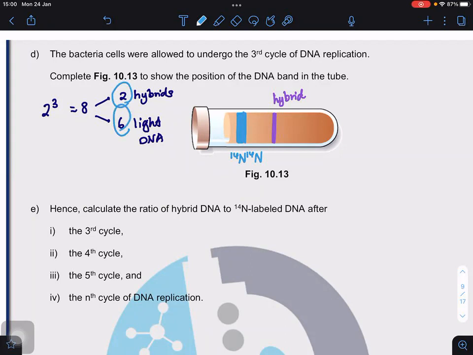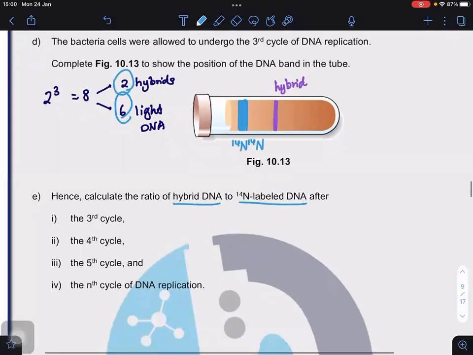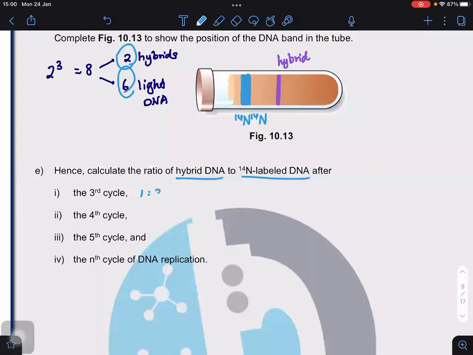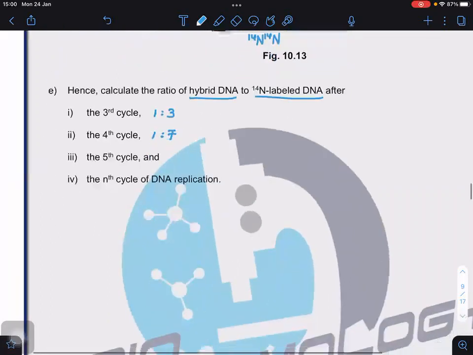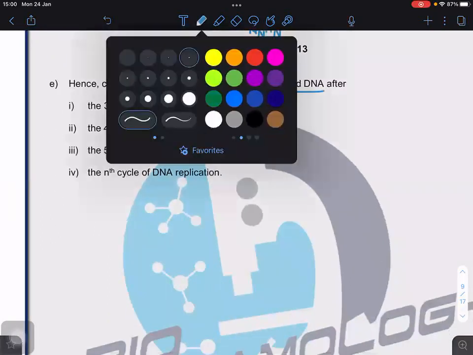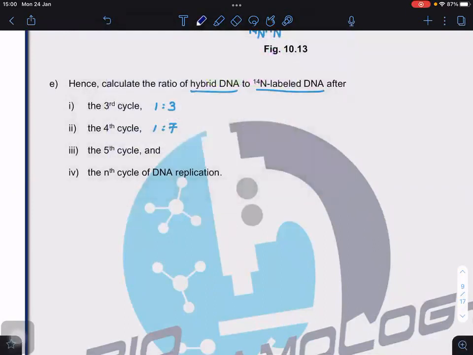Hence, calculate the ratio of the hybrid DNA to 14N labeled DNA. 3rd cycle, we know the ratio is 1 to 3. 4th cycle, just now we calculated 1 to 7. If 5 cycles, how? So 2 to the power of 5 equals 32, 2 hybrids, and then 30 light. So the answer here is 1 to 15.